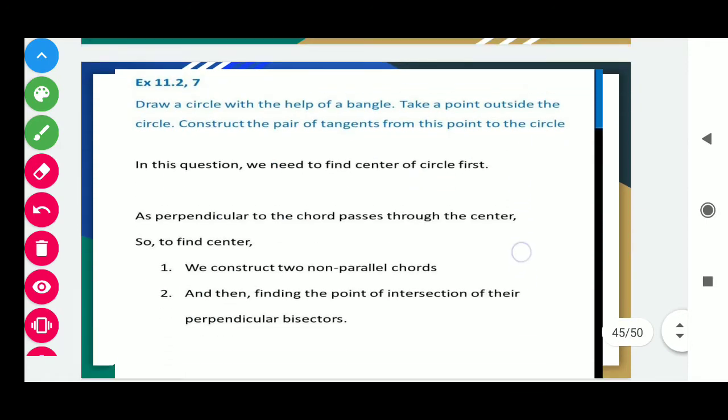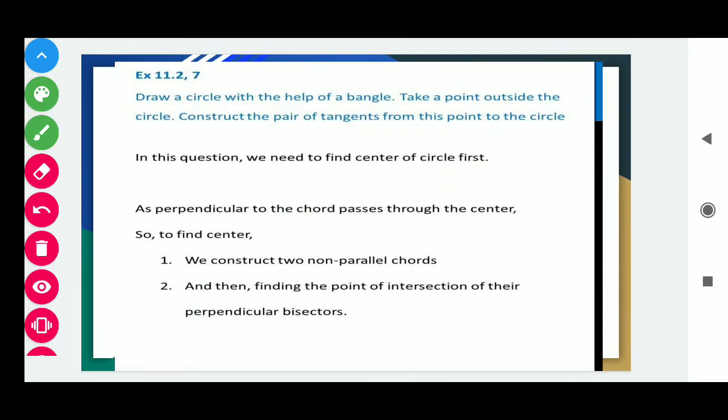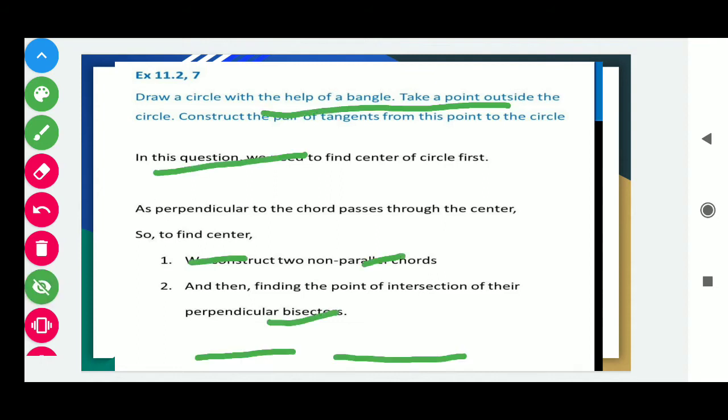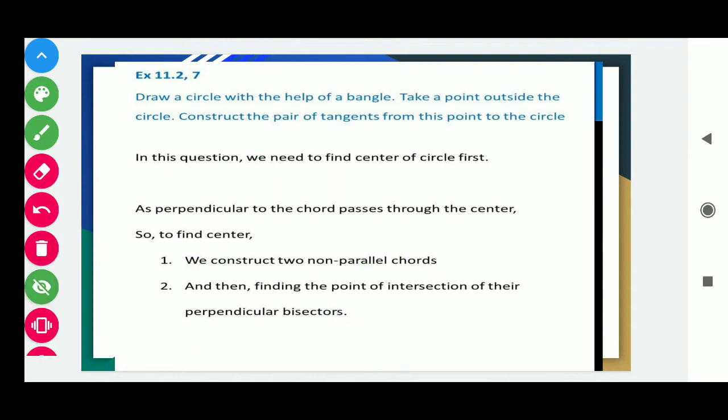Students, we are doing exercise 11.2. So, start with question number 7. Draw a circle with the help of a bangle. Take a point outside the circle. Construct the pair of tangents from this point to the circle.